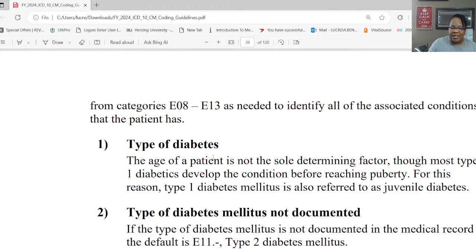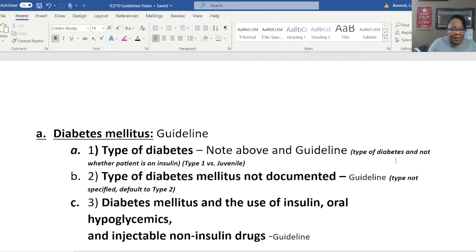So then when it gets to type of diabetes, which we're covering now, the age of the patient is not the sole determining factor, though most times type 1 diabetics develop the condition before reaching puberty. So for this reason, type 1 diabetes mellitus is also referred to as juvenile diabetes. So going back to my handout, I just stated on here the type of diabetes and not whether the patient is on insulin, and then type 1 versus juvenile, because remember the train of thought is diabetes type 1 is when your pancreas is unable to produce insulin. Therefore, these patients take insulin.